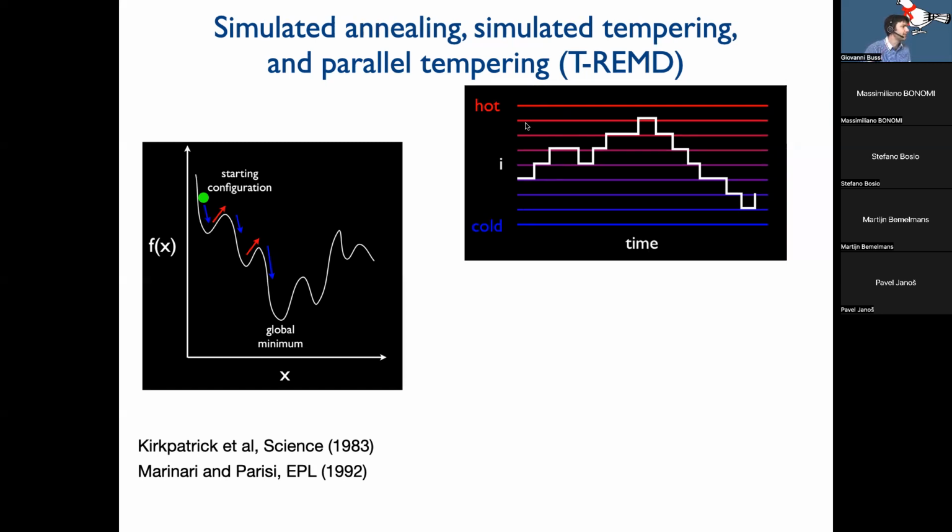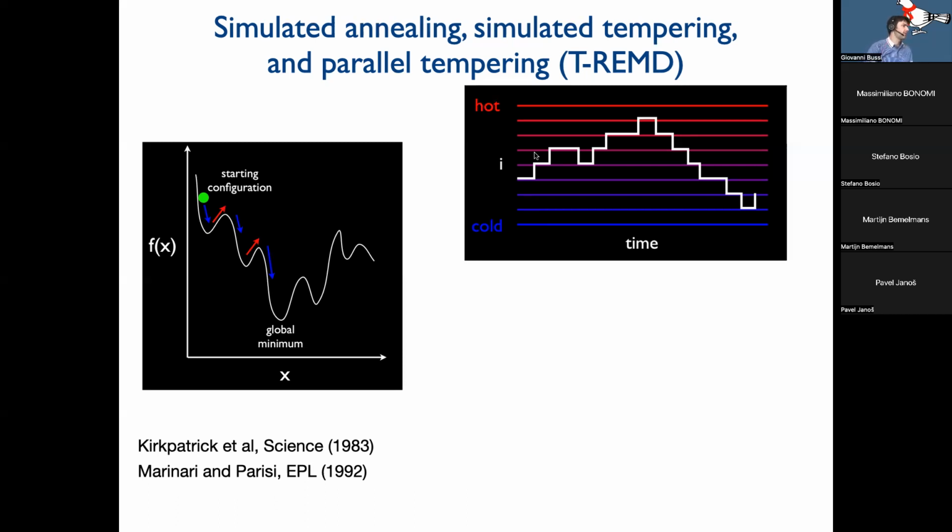Then your simulation will not just go down as it does in simulated annealing, but will go up and down with a random walk. Whenever it goes up, your system will hopefully be able to cross some energy barrier and then go down, and it will sample the distribution of interest at room temperature. So this is called simulated tempering.